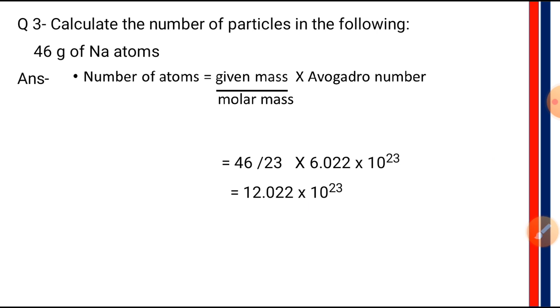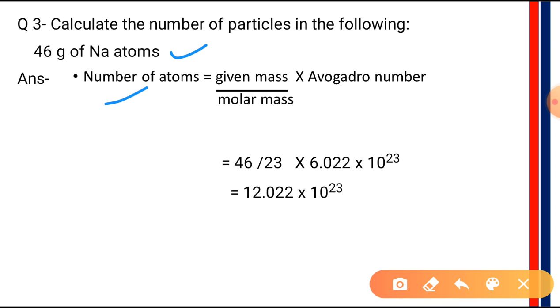Here on your screen, the next question is calculate the number of particles in following. So basically you have to find out the number of particles present here. But it says 46 gram of sodium atom has been given to you. Okay, there is one direct formula to find it out. The formula says number of atoms equals given mass by molar mass multiplied by Avogadro's number.